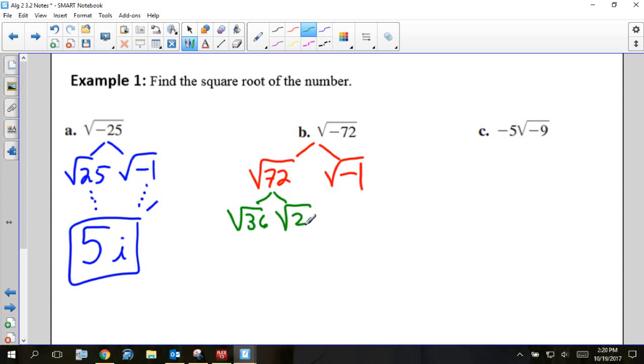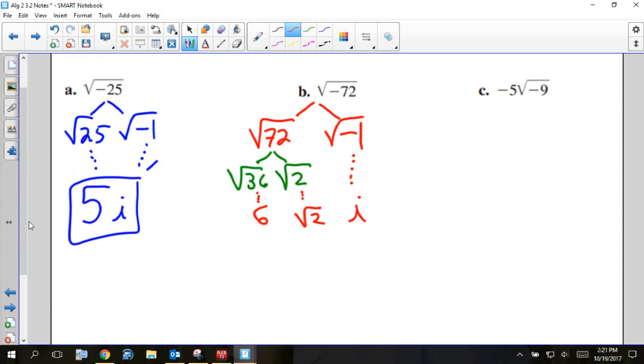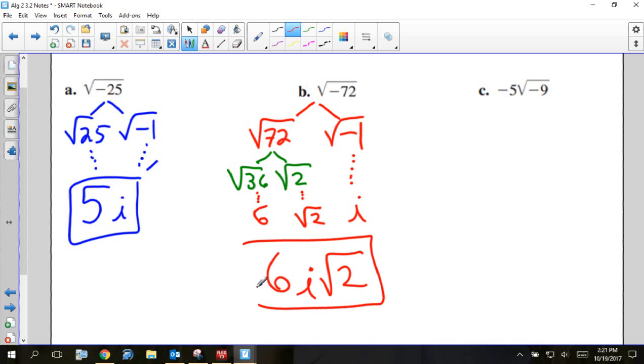Square root of 36 times square root of 2. So now I have the square root of 36, which is 6. The square root of 2 is not something I can find the answer to, so it's just square root of 2. And the square root of -1 is i. When you rearrange that in the correct order, the radical goes last. It goes in the order of 6 and then the imaginary part, and then the radical. And that's so we don't think the i is underneath the square root. So we put it in front.